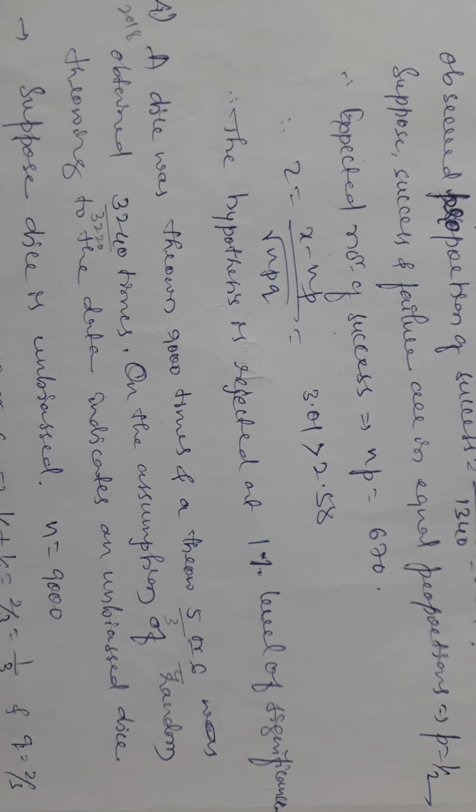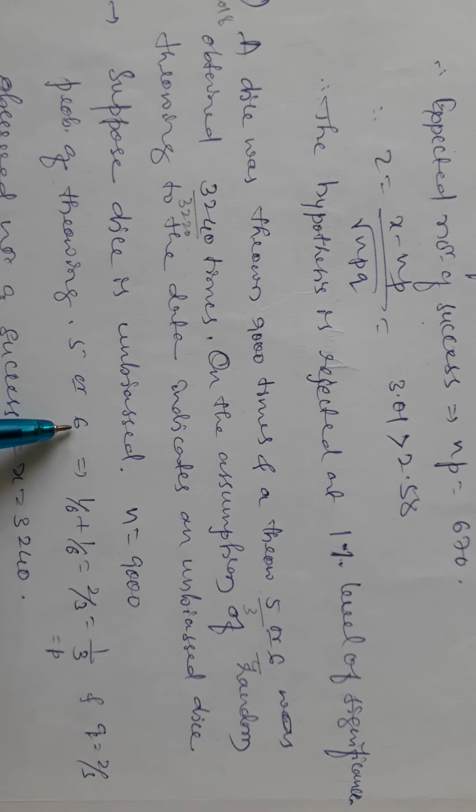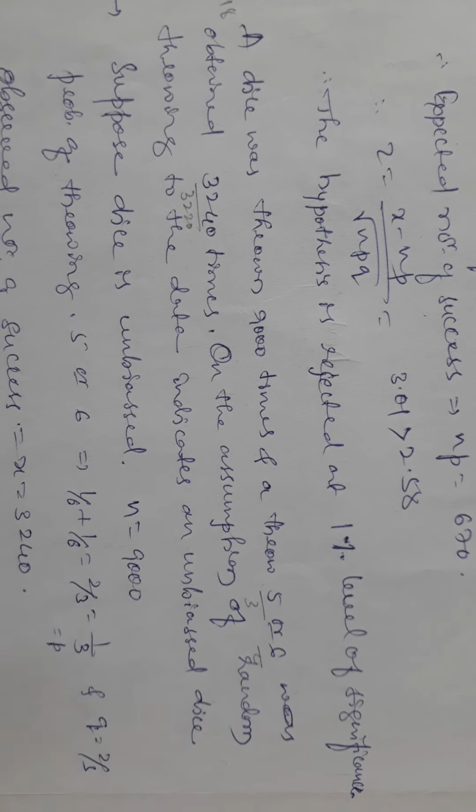therefore the probability of getting every number is 1 by 6. Here n is 9,000. The probability of getting 5 or 6 we can find by applying the addition theorem of probability: 5 is one out of 6 outcomes, therefore 1 by 6, and 6 is also once out of 6 outcomes, therefore 1 by 6. We get 2 by 6, therefore it is 1 by 3. If probability p is 1 by 3, then q is 2 by 3.